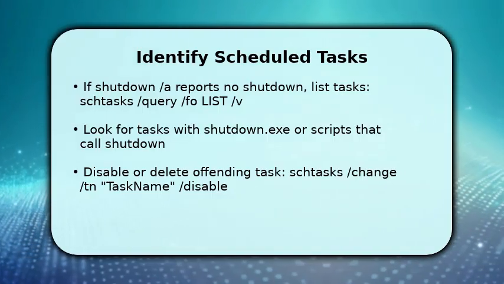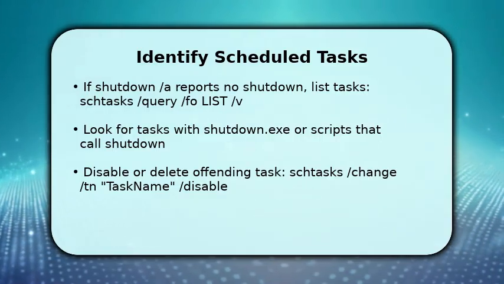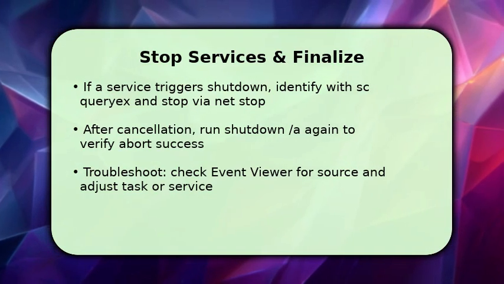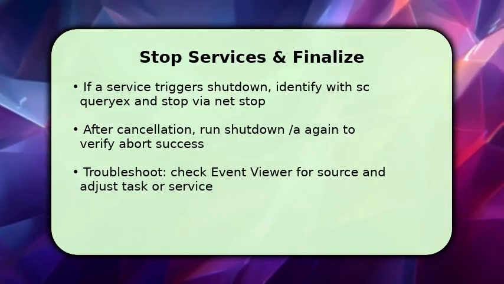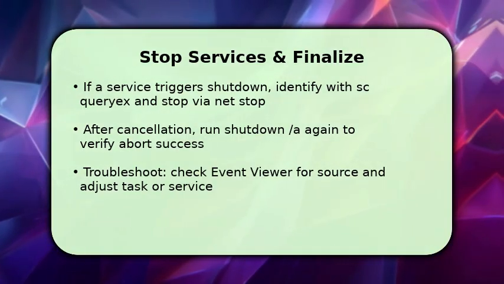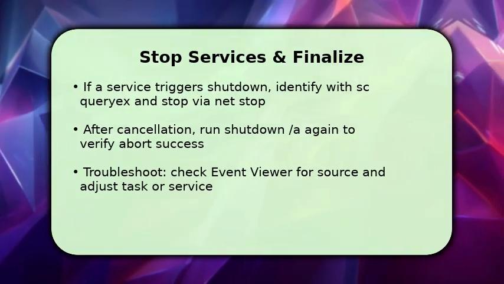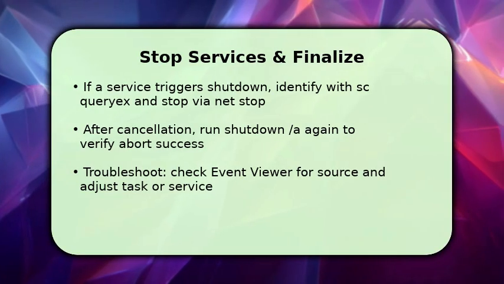schtasks /change /tn "task name" /disable or schtasks /delete. To finish, check whether a service is initiating the shutdown. You use sc queryex to inspect services and net stop service name to halt a problematic one temporarily. Once stopped, run shutdown /a again to confirm the timer is gone. Make sure to reconfigure or delete the offending task or change the service startup type to avoid repetition.